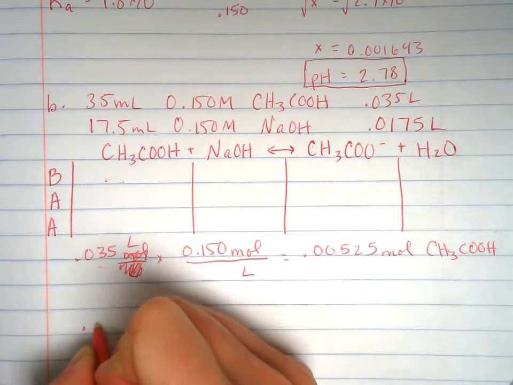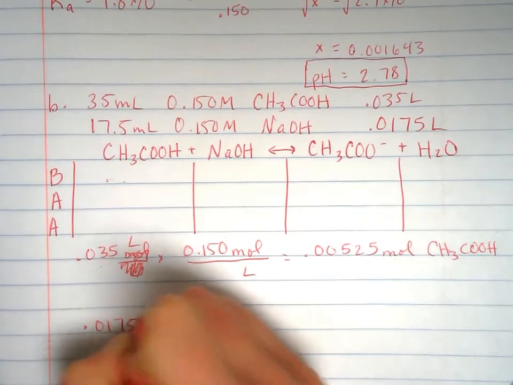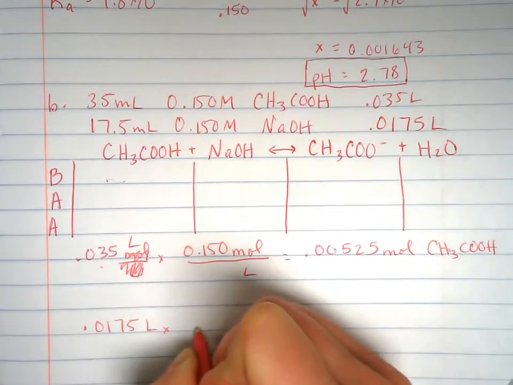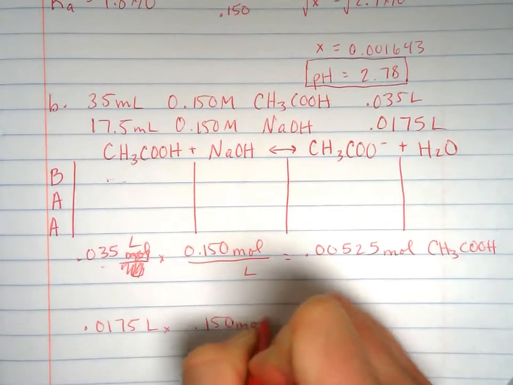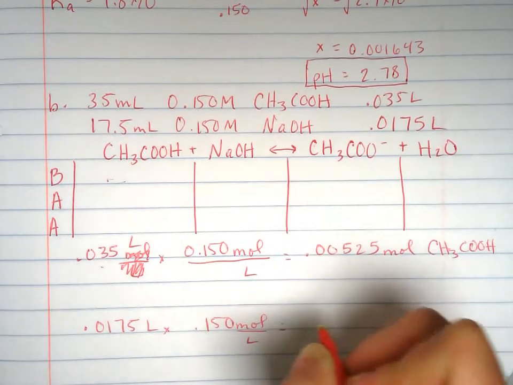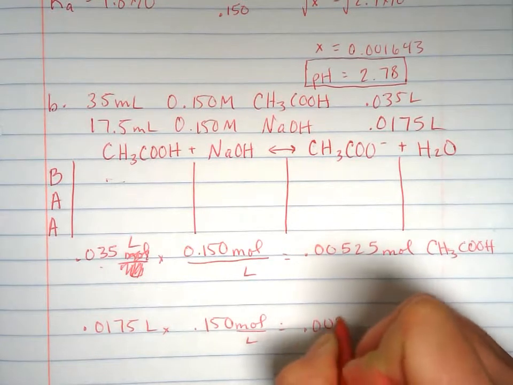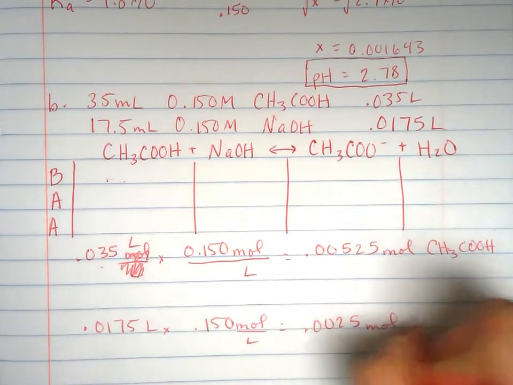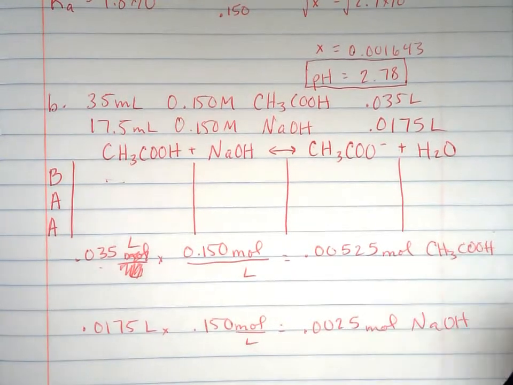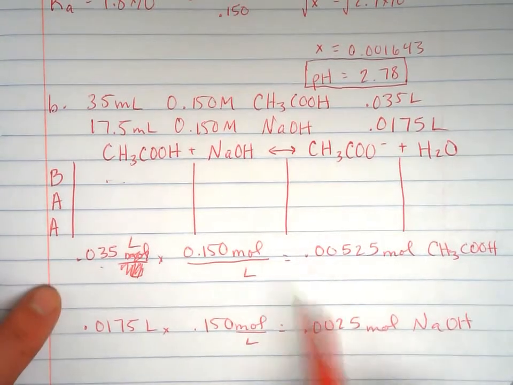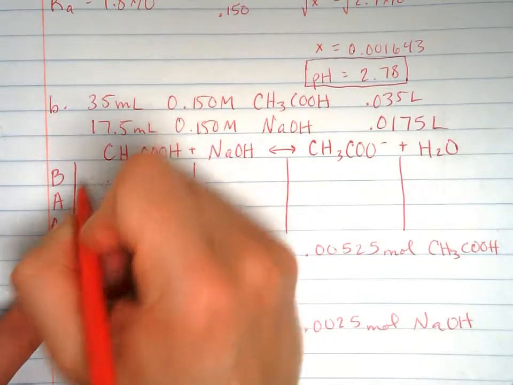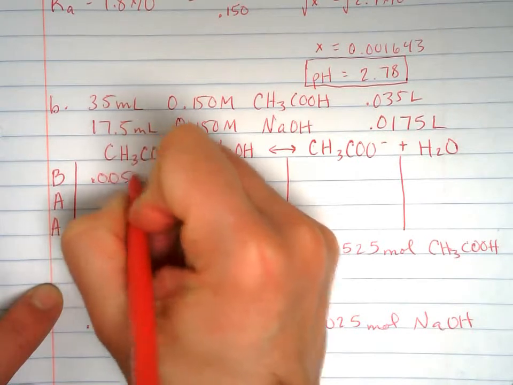We also have 0.0175 liters of 0.150 moles per liter NaOH. And that is going to give us 0.0025 moles of NaOH. So let's plug this all into our table. So initially we have 0.00525.